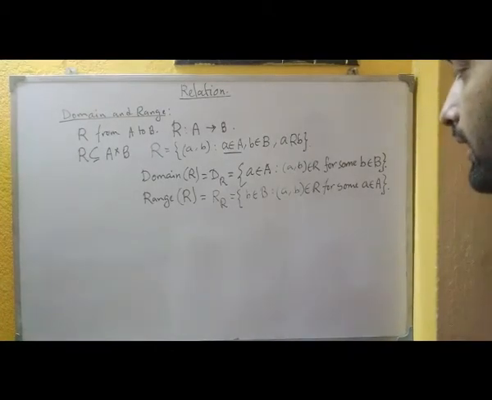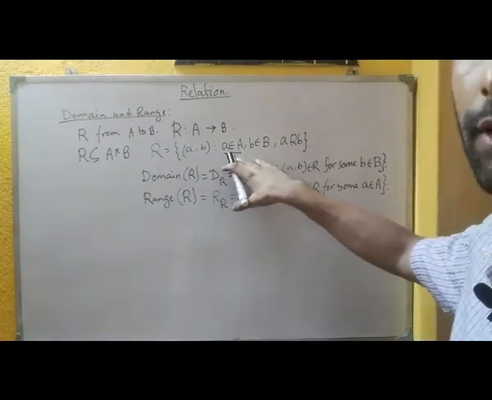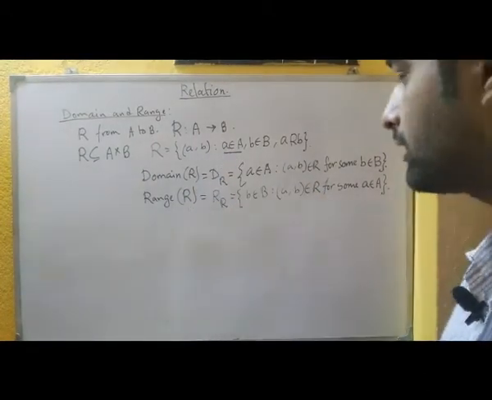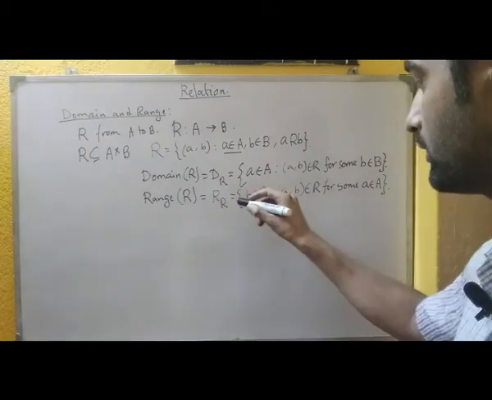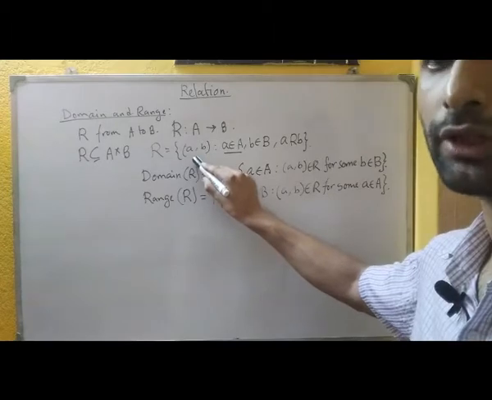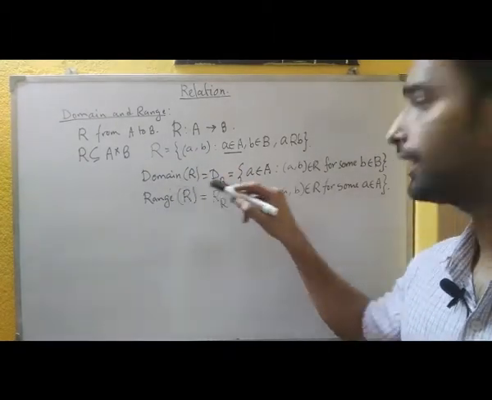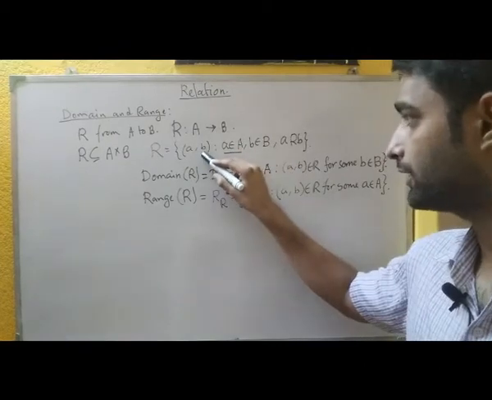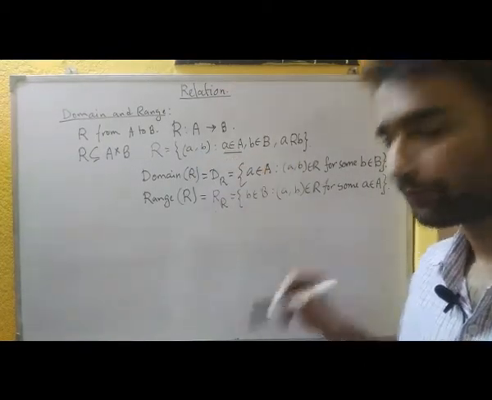So if we can write the elements of A cross B, or the elements of R, in roster form, we can easily find the domain and range using this definition. We will see what are the first elements of these ordered pairs. That collection will be the domain, and the collection of all the elements which are in the second position in the pair will be the range.